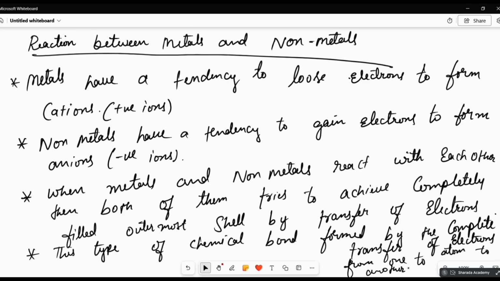They are strong bonds. But how do you know? By the melting point and boiling point. If you want to melt it and it takes more time, what does it mean? Strong.